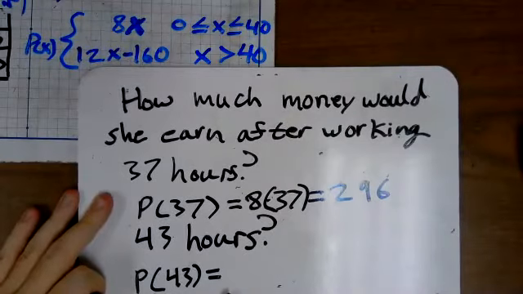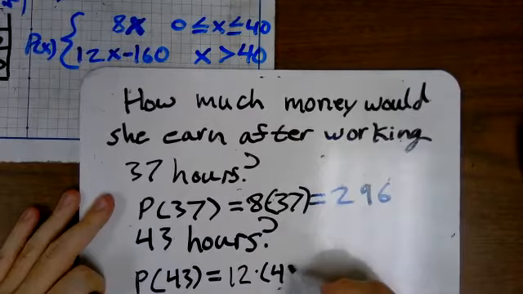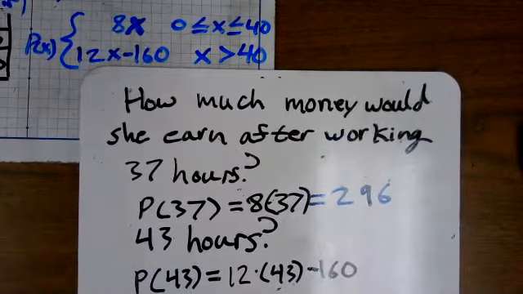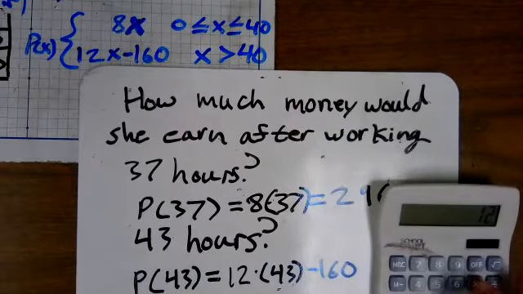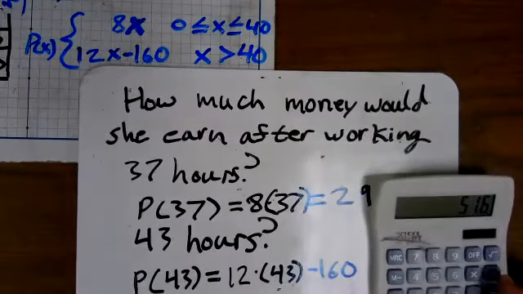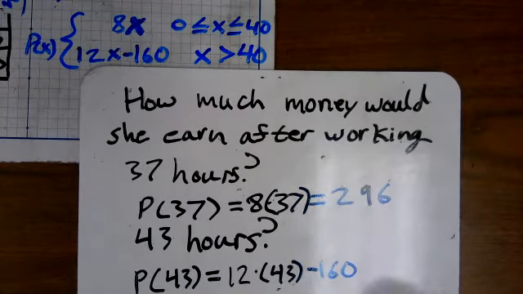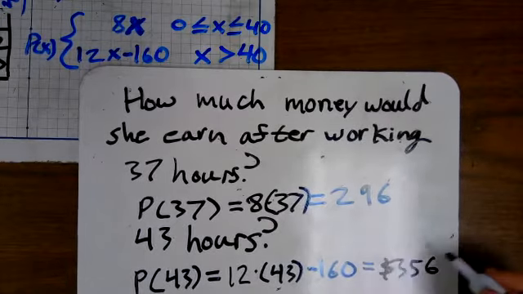Okay, so for hours she earns above 40, it's going to be 12 times the input, 43, minus 160. Using my calculator, 12 times 43, that's 516. Minus 160 is 356. $356.